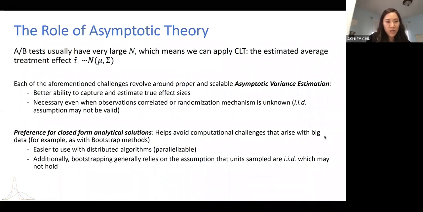So we need to be able to better capture those true effect sizes, but we also need to be able to calculate this even if the randomization unit and the analysis unit are not one and the same, in which case we might have some correlation between observations. And lastly, because of that issue with computational efficiency, we prefer closed form analytical solutions as opposed to computational methods like Bootstrap, because Bootstrap isn't very easily parallelizable, and you can't really use it as a distributed algorithm, whereas closed form solutions can be more easily implemented in those settings.